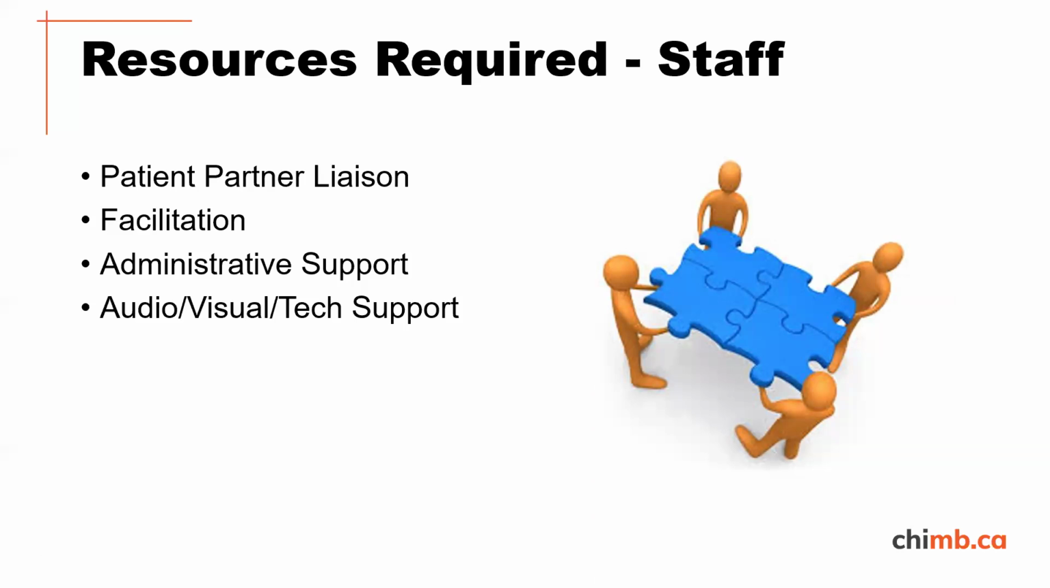Some of the resources that are going to be required if you do go the advisory group route is having someone who will be a liaison with patient partners. So being able to reach out, set up invites, someone who will be the person that partners and advisory group members can connect with if they have questions or if they're having difficulty navigating something. So having that point person is really important.